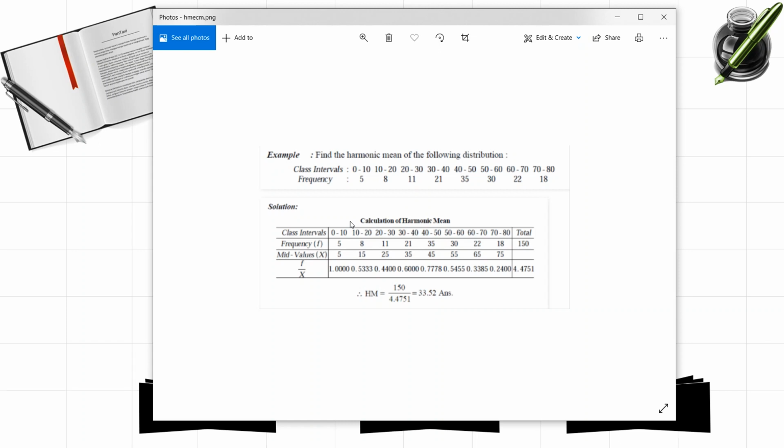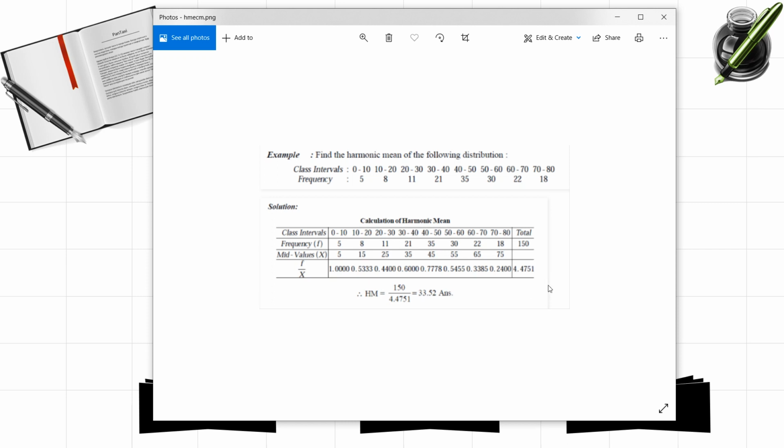In this way, first of all, find out the mid values, and now find the ratio of frequencies to the mid values. That is the f by x column we have to find out, and do the total for the f by x column and the frequencies column. Here we got the frequencies total as 150 and the f by x column total as 4.4751.